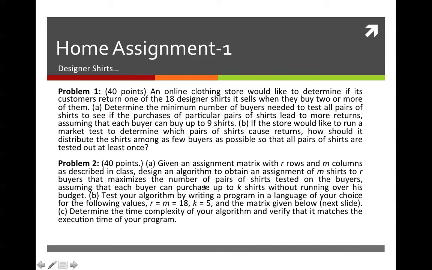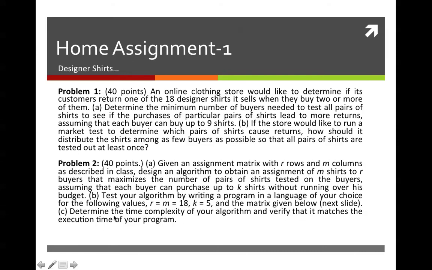Problem two is sort of a variation of the same, more like the one that we did in class. So given an assignment matrix with R rows and M columns as described in class, design an algorithm to obtain an assignment of M shirts to R buyers that maximizes the number of pairs of shirts tested on the buyers, assuming again that each buyer can purchase up to K shirts without running over his budget. And then it asks you to test the algorithm that you develop by writing an actual program in a language of your own choice. It could be Mathematica, C, C++, Java. You pick it. The numbers are given as R equals M, which is equal to 18, and K is equal to 5 here. And the matrix that you have to deal with is coming on the next slide.